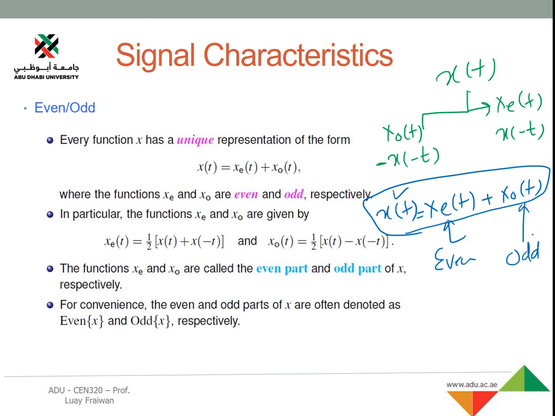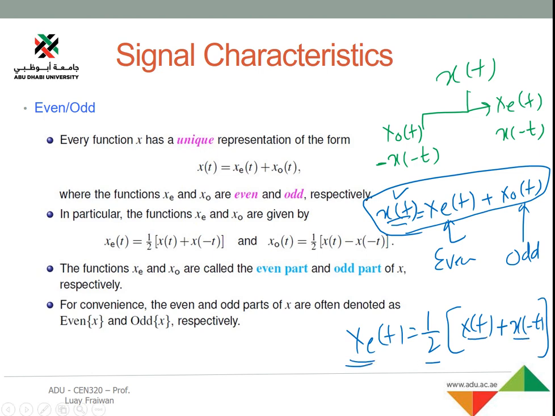Okay, and if you have the original signal and you just want to calculate the even part, we can calculate it by adding the original signal and its time reversal part and dividing by 2. We will get the even part of the signal.